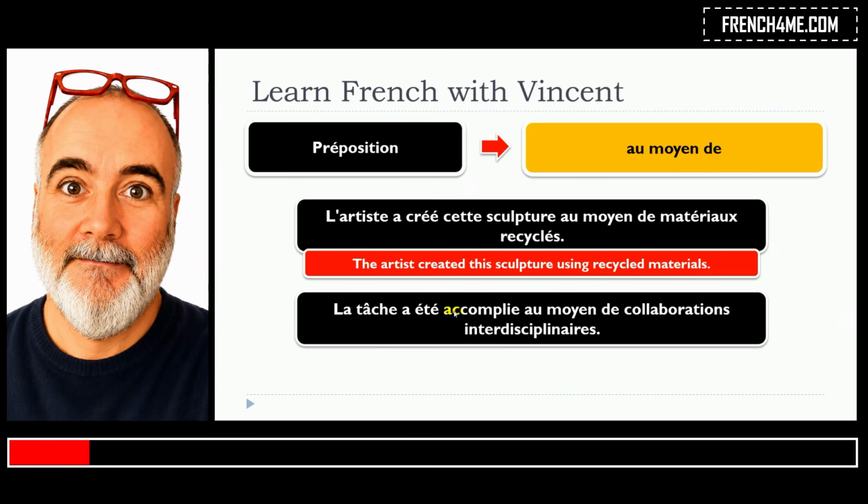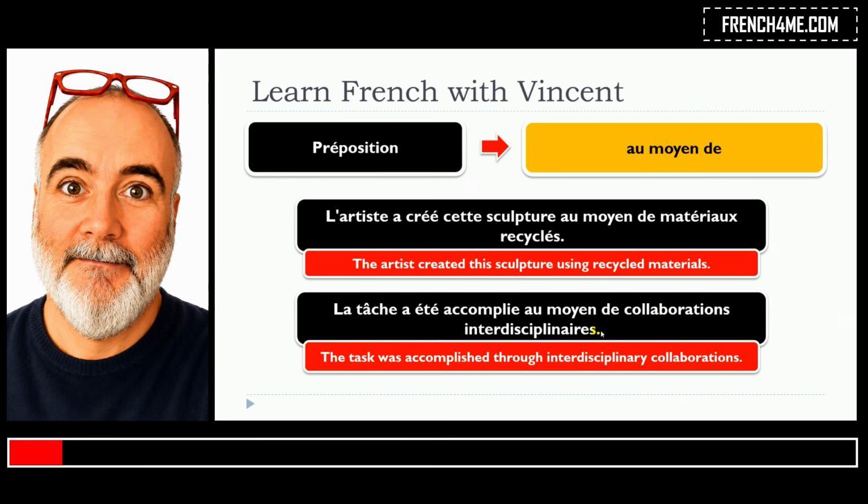La tâche a été accomplie au moyen de collaboration interdisciplinaire.